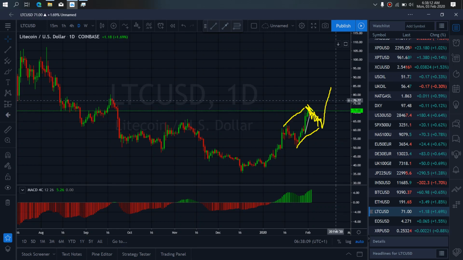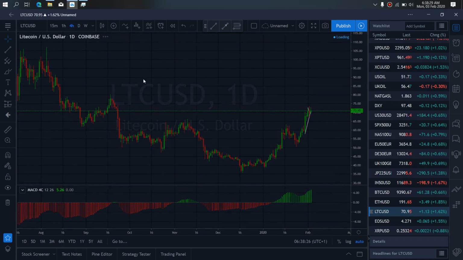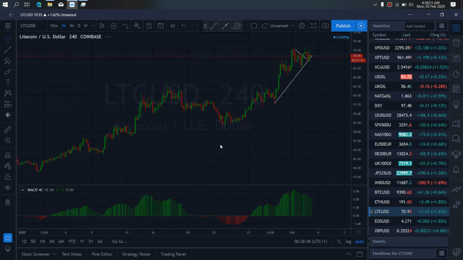So this week we want to watch Litecoin correct back downside. We zoom to the 4-hour time frame on Litecoin. Right now on the 4-hour time frame, we see that they are attempting to give us a sideways flat here, A, B, C, for one more retest of this top before they start that bigger drop downside. So I want to watch out for this sell this week on Litecoin as a correction before they resume the climb upside.